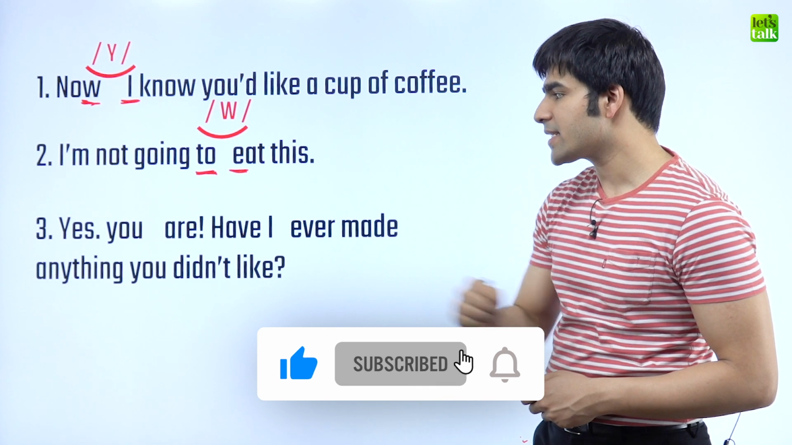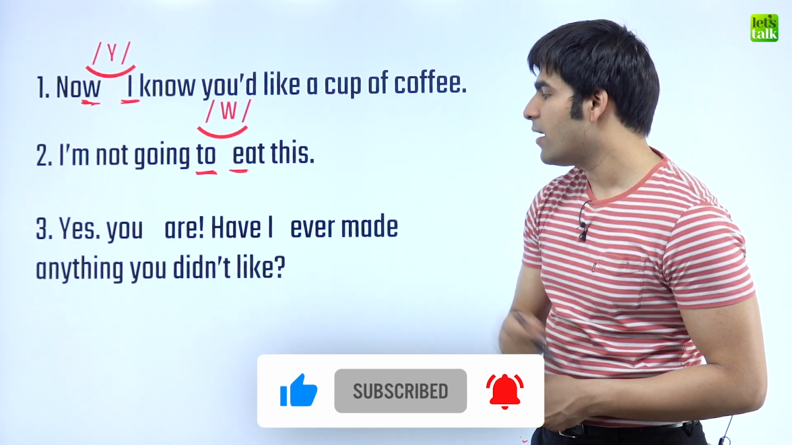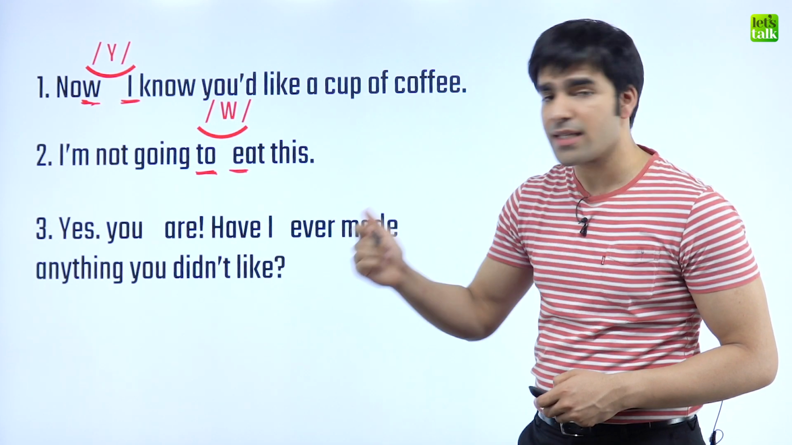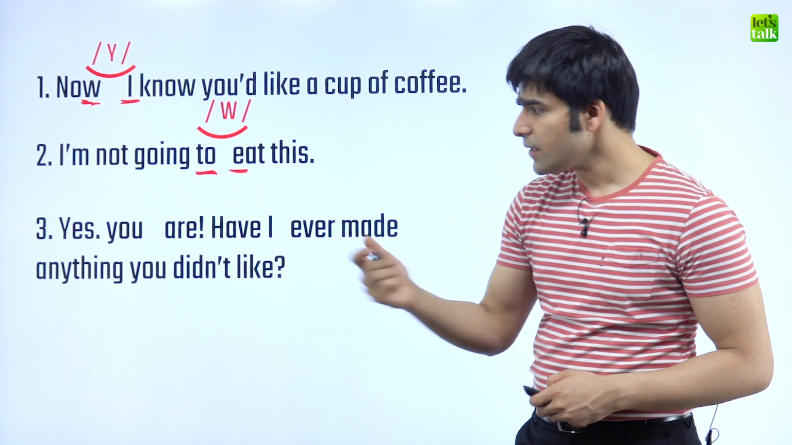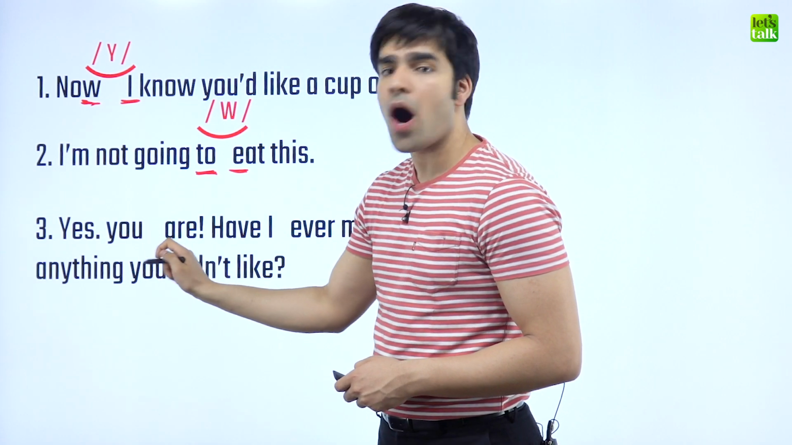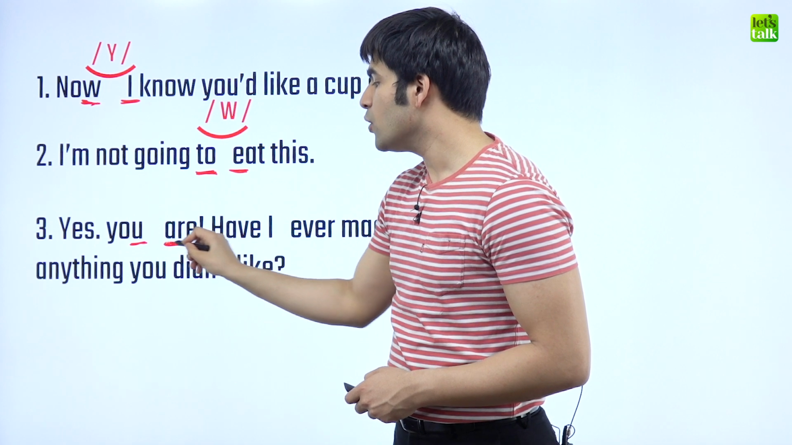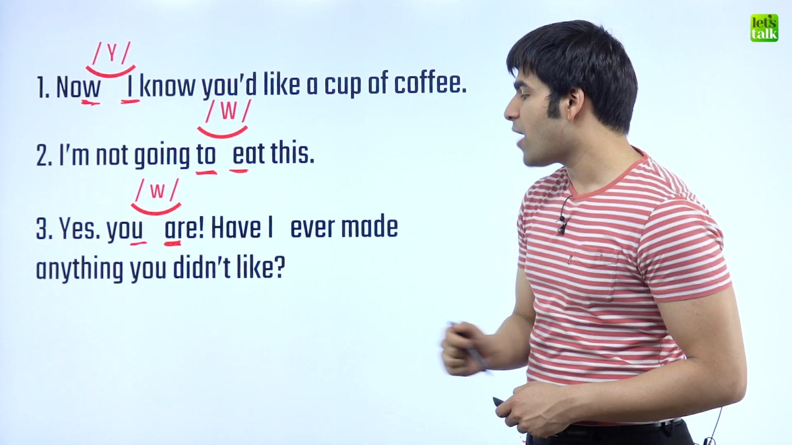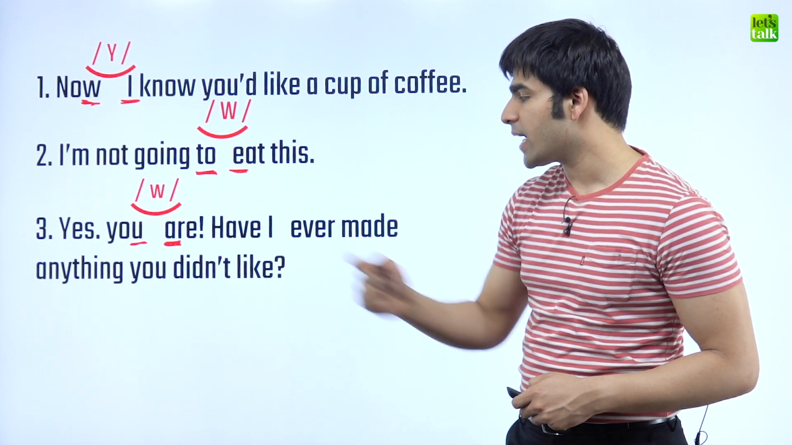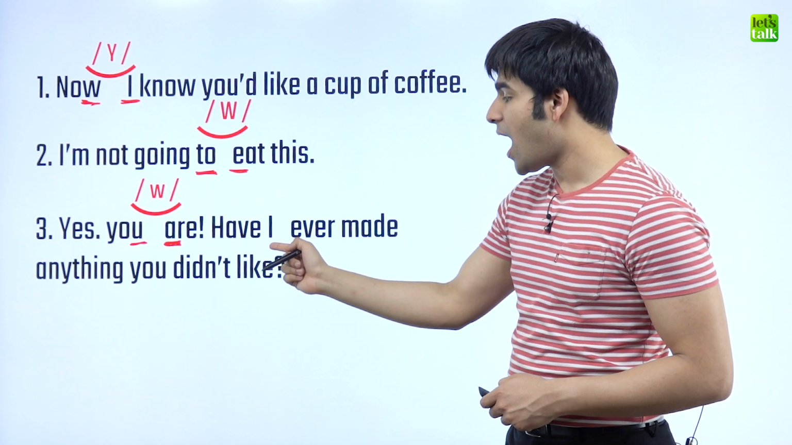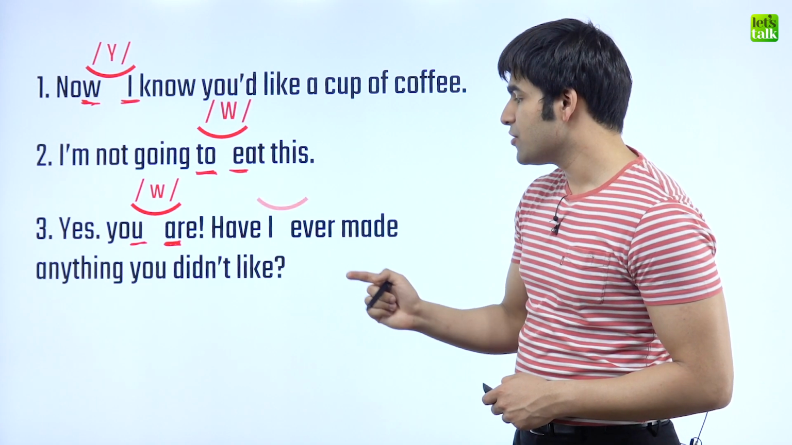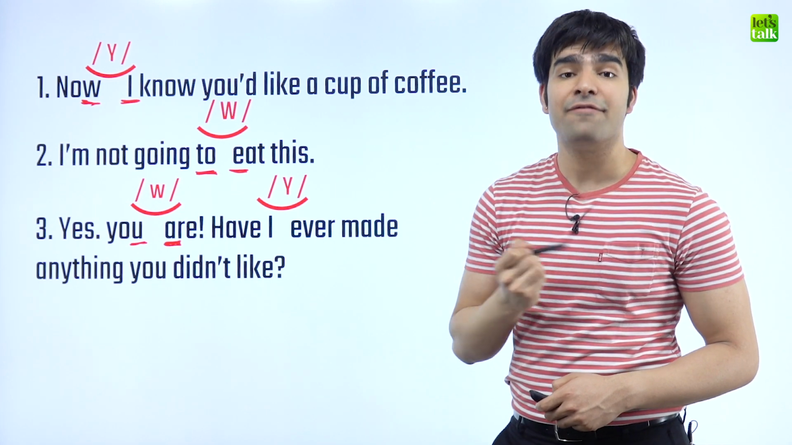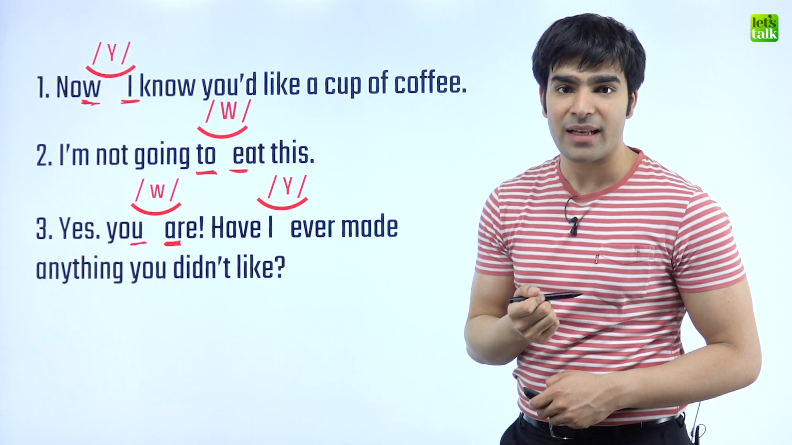The next sentence is, yes, you are. Have I ever made anything you didn't like? So somebody is saying this sentence in response to something, and the person is saying, yes, you are. "You are" becomes "you-war", the W sound. Have I ever made anything you didn't like? In "have I ever", the I and e change to ya. Have I ever made anything you didn't like?